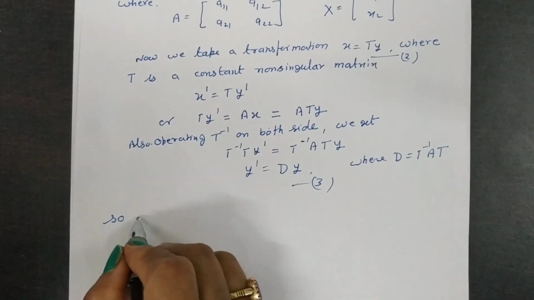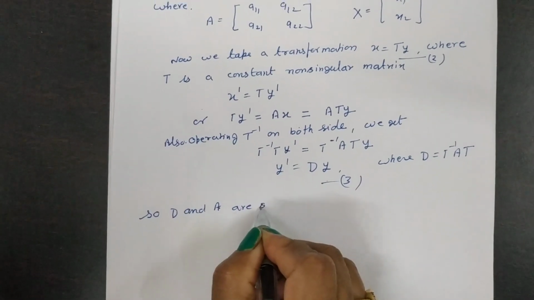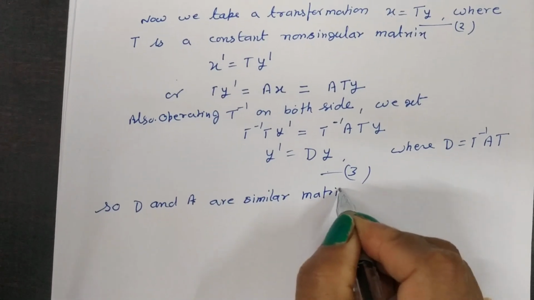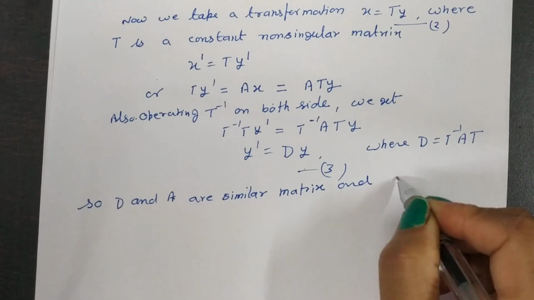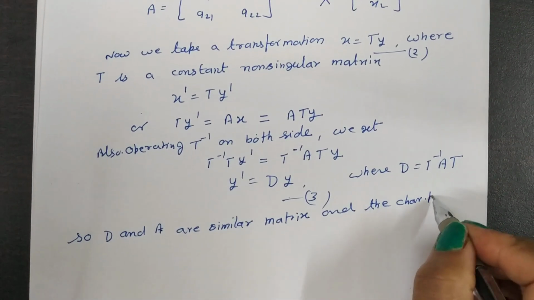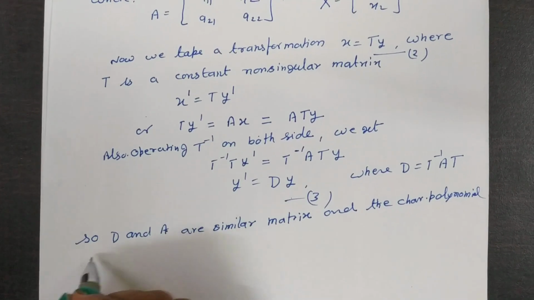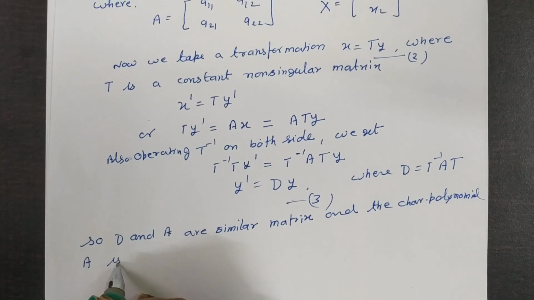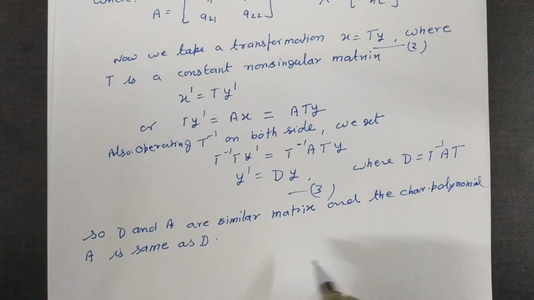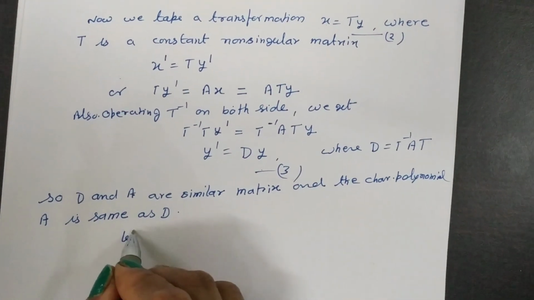So D and A are similar matrices, and the characteristic polynomial of A is the same as that of D. You have also proved this in the first lecture.